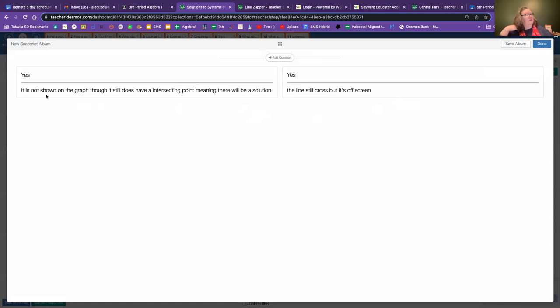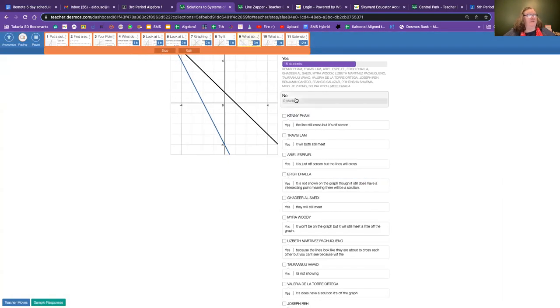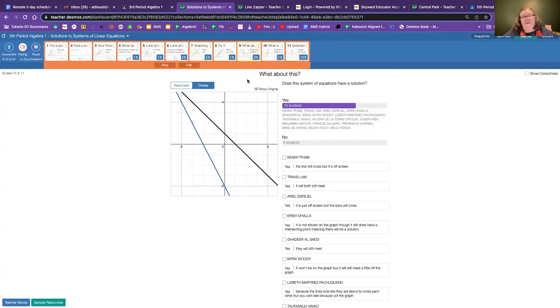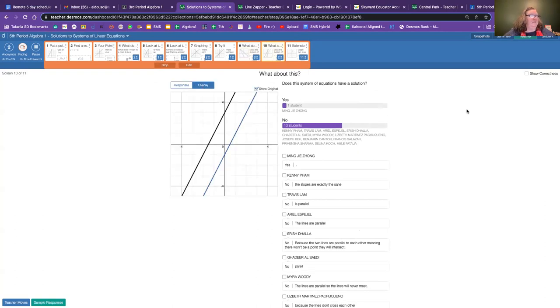Arish: it is not shown on the graph, but it still does have an intersecting point, meaning there will be a solution. The line still crosses, but it's off screen. So I just want us to also recognize you're talking about this in language we weren't at the beginning of class. You now know a solution is where the two lines cross. So does this system have a solution?